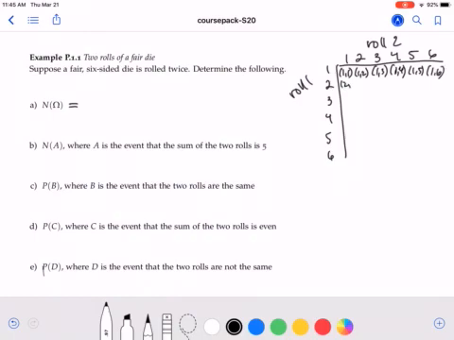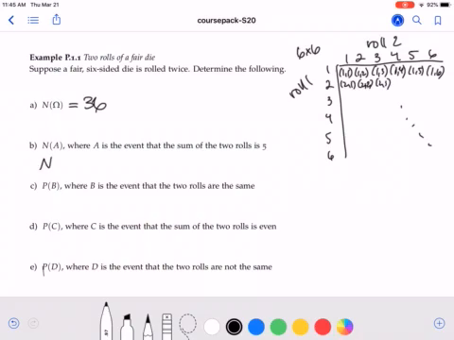1 and a 5, 1 and a 6. Then we have 2, 1, then a 2, 2, then a 3, and you could fill out the rest of this. So notice if we count the total number here, we've got 6 options on the first roll times 6 options on the second roll, so a total of 36 possibilities.